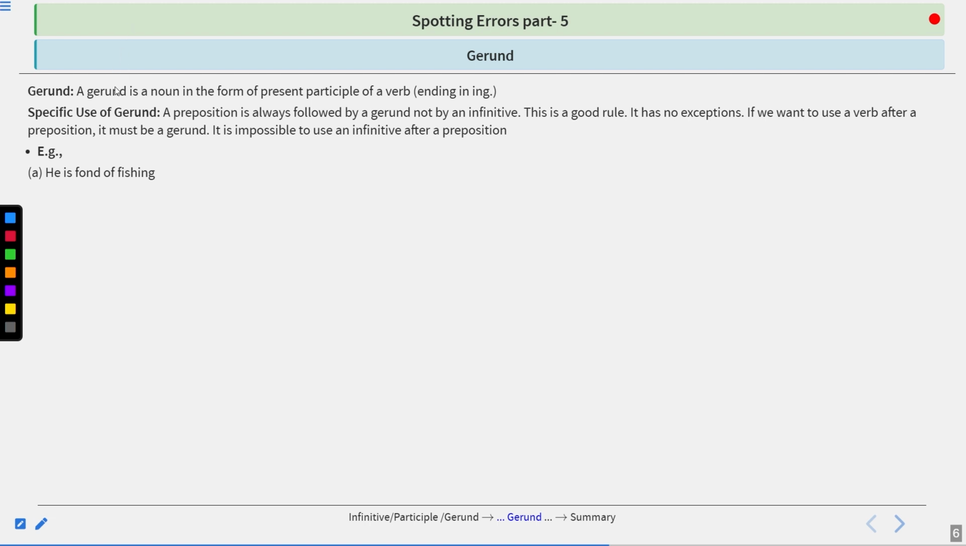He is fond of fishing. So here you can see we have used a preposition of, and we have here used a gerund, fishing. In the next sentence, she is good at swimming. Here again we have used a preposition at, and the object has become a gerund, swimming. So we can't say swim, at swim. We have to say swimming.